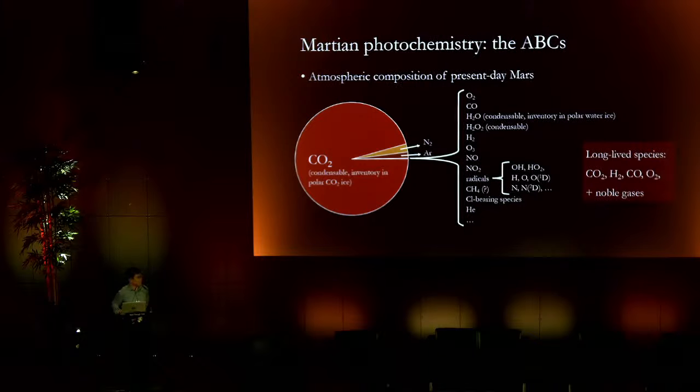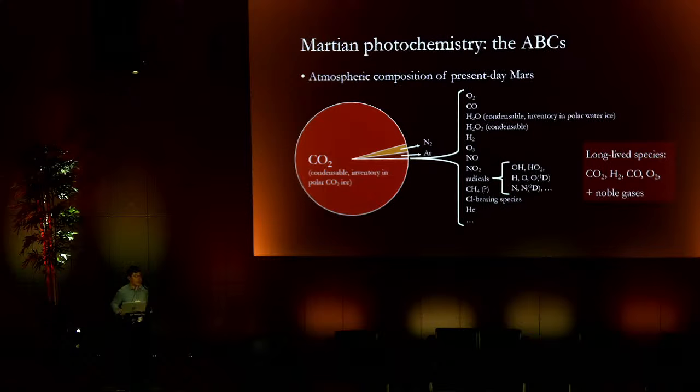Among these, there are several long-lived species. I say they are long-lived because their chemical destruction is quite slow compared to their transport timescale, so in the atmosphere they are mostly uniformly mixed. These include CO2, hydrogen, CO, oxygen, and noble gases. We care about them because they can comprise the major composition of the atmosphere. The short-lived species have no chance to become major components.